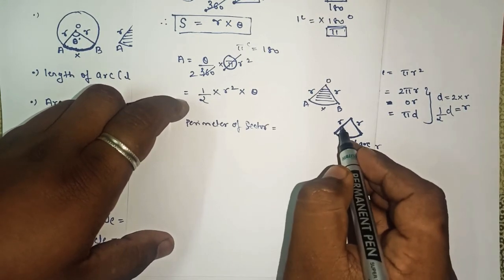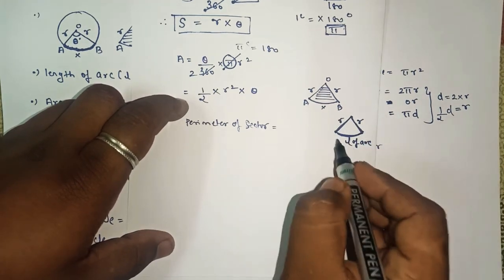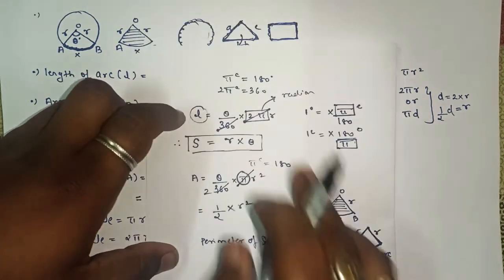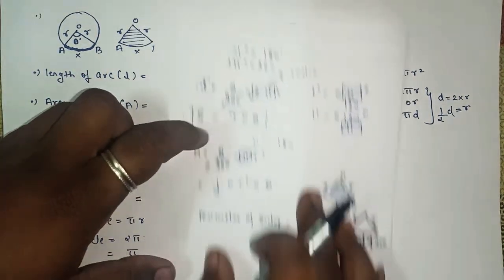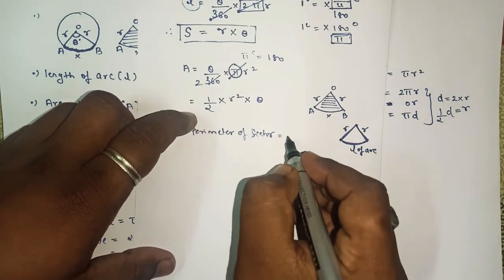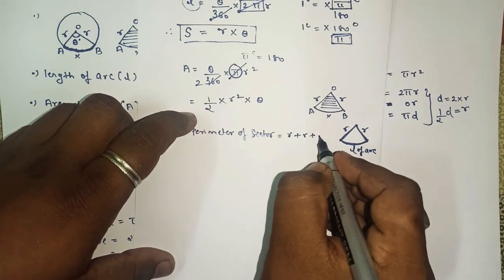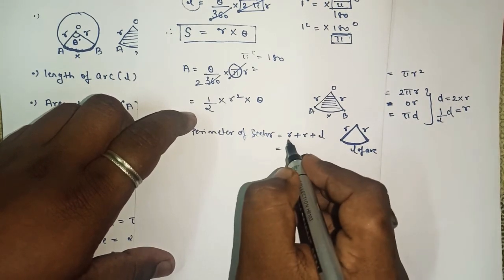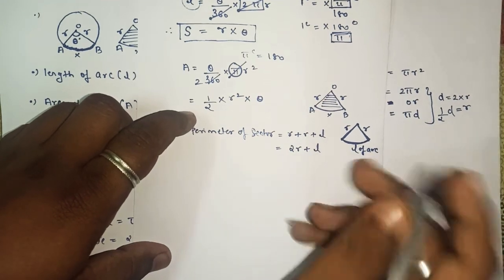But here clearly we can see that these are the sides, and this is the length of the arc, in simple language. As here we have three parts, simply you have to add all the three parts. There are two radii and one length of the arc. Yes or no? So the formula will be what? R plus R, it will be 2R plus L.